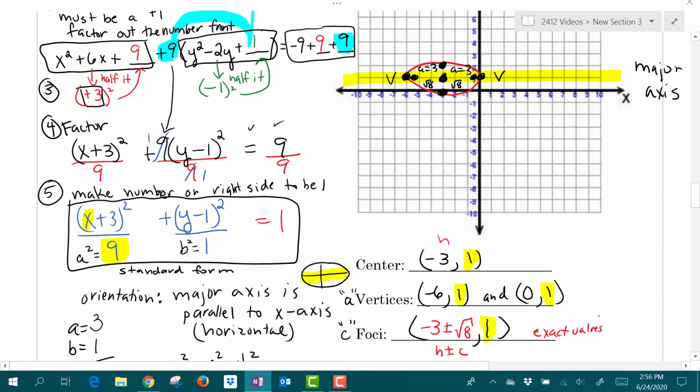Okay, if you wish to plug that in your calculator to find an approximation, you can. But what I will be asking you for is the exact value of that foci. And if you want to use the formula that we've talked about, you can. Or if you want to draw the picture and think about what those changes would be, you can do that as well.